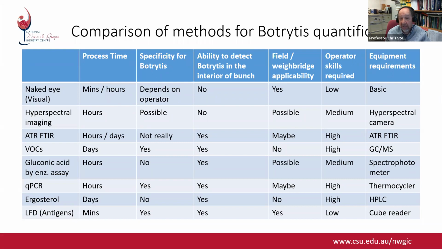And then I've got the operator skills there, and that just depends upon the skill set of the person doing the work and carrying it out. And then finally, the equipment requirements and the cost. When you get into high-powered analytical equipment, the GC, the mass spec, the HPLC, then you're starting to look at tens of thousands of dollars rather than tens of dollars.